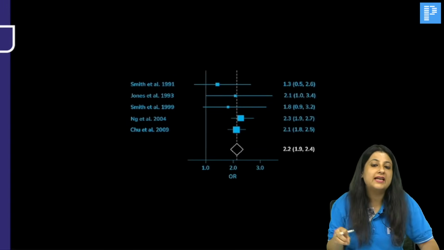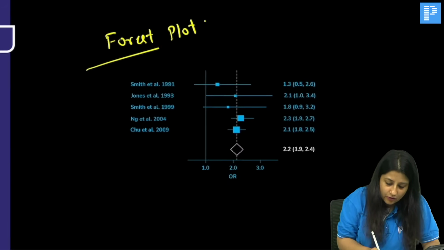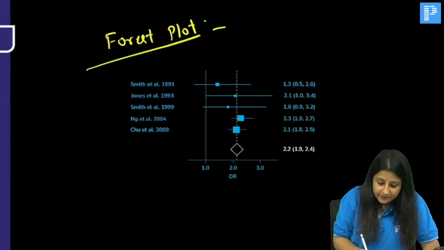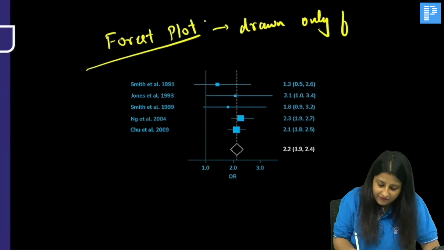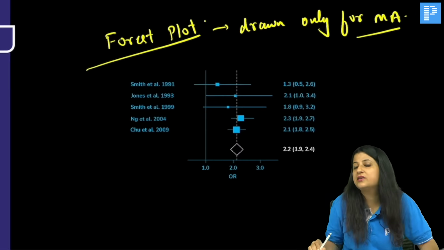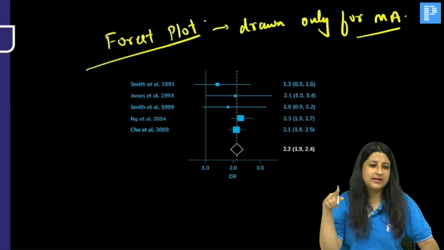So what makes meta-analysis so special? This particular diagram. And what is the name of this diagram? The name of this diagram is your forest plot, also called a blobbogram. This is drawn only in meta-analysis, only for MA. It is not drawn anywhere else, only and only for meta-analysis. And what does it tell us? Do you want me to tell you the interpretation of meta-analysis?